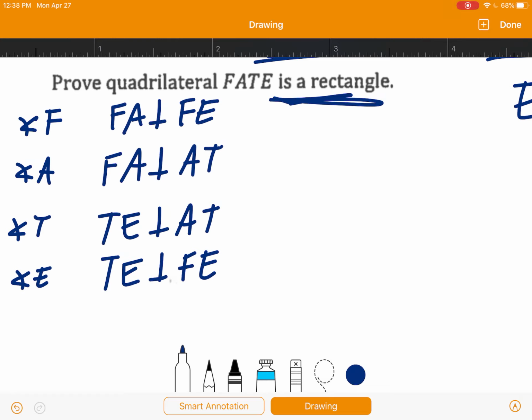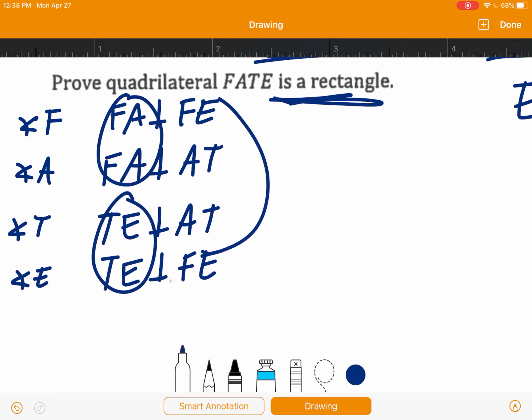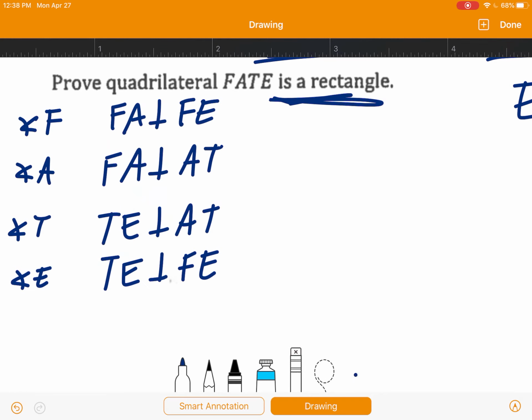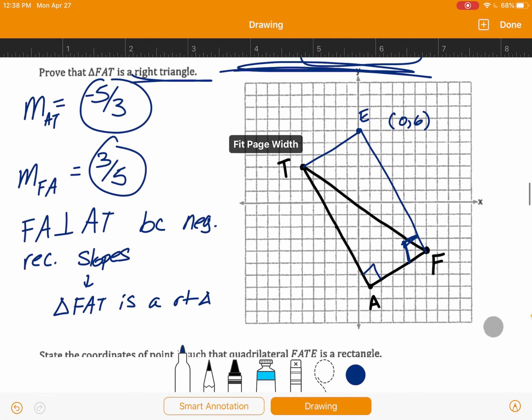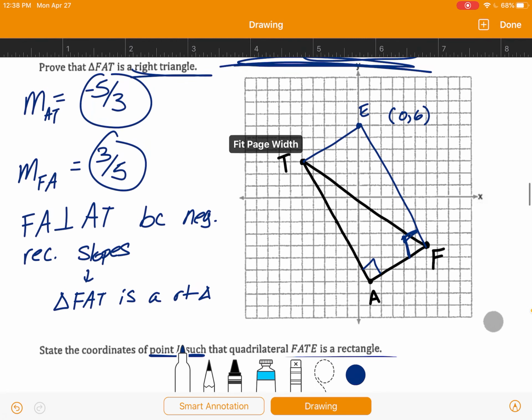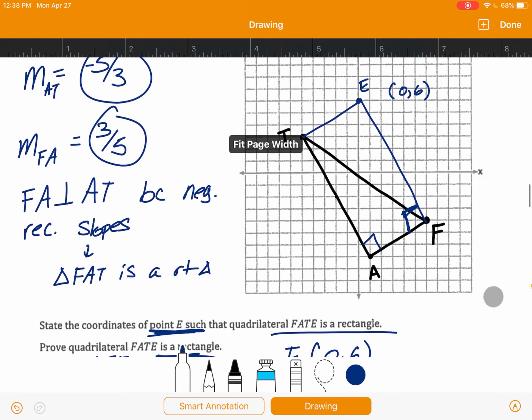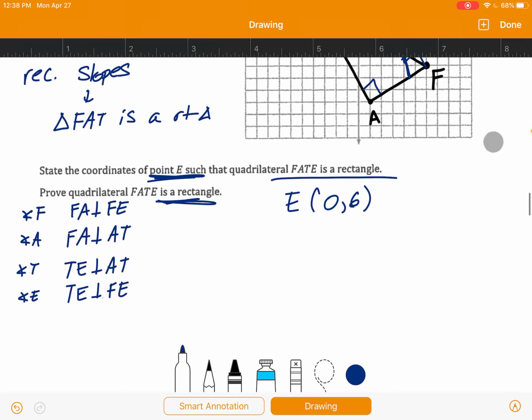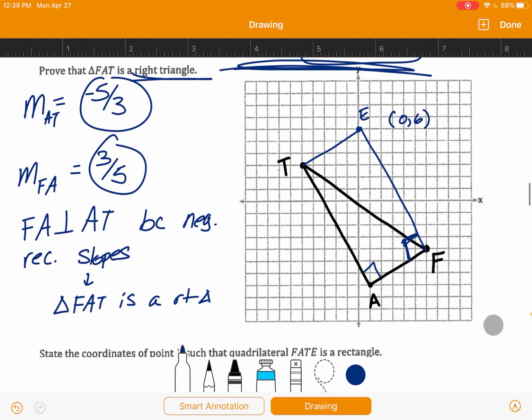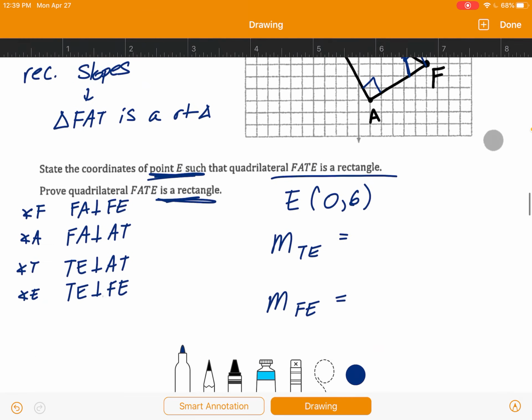And what's good about this is that most of these are repeated. Okay, these are the same, that's the same. So there's only 4 sides that we need to find the slope for, and we already did 2 of them in the first part of this. Okay, we have AT and FA, so now we need TE and FE. So the slope of TE, the slope of FE, and then we also have AT and FA.